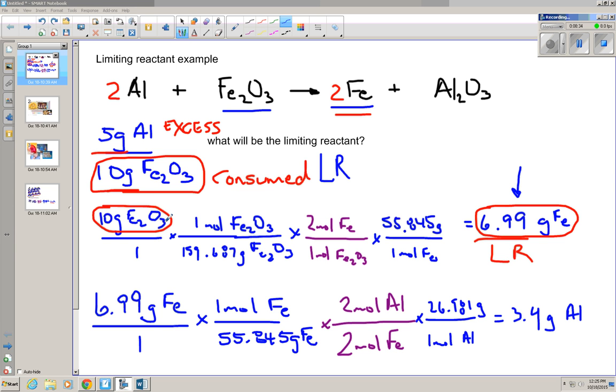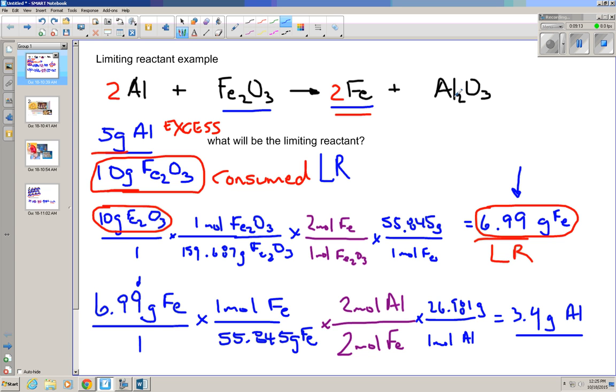Okay, so watch what we just did. We took the 6.99 grams of iron, which we knew we could form. It's our limiting reactant. We said, if all of this iron oxide goes to forming 6.99 grams of iron, take the iron and make it your starting point here and see exactly how much aluminum we need. So 6.99 grams of iron divided by the molar mass of iron, you convert it to moles. Looking at the ratio in the formula, 2 moles of iron for every 2 moles of aluminum. Take our moles of aluminum and convert it back to grams using the molar mass. We need 3.4 grams of aluminum.